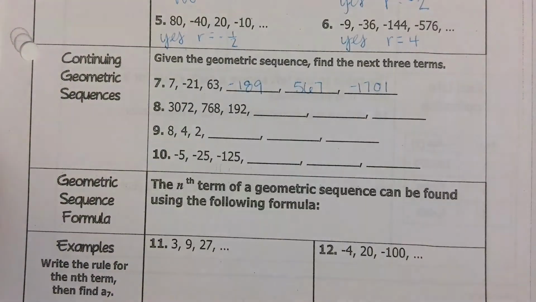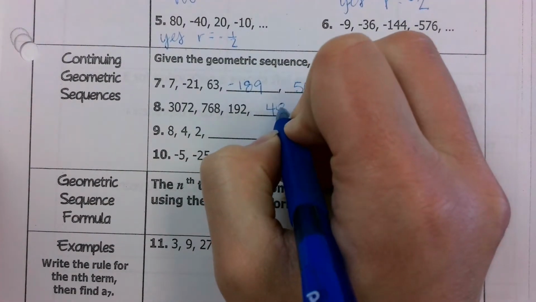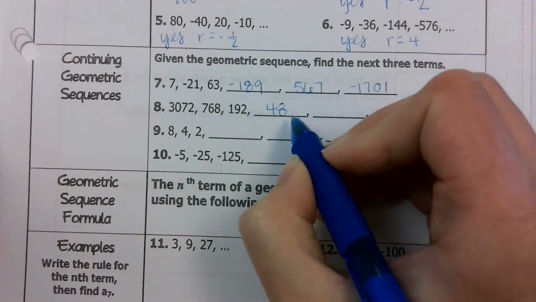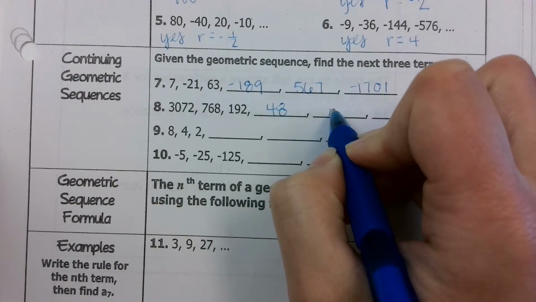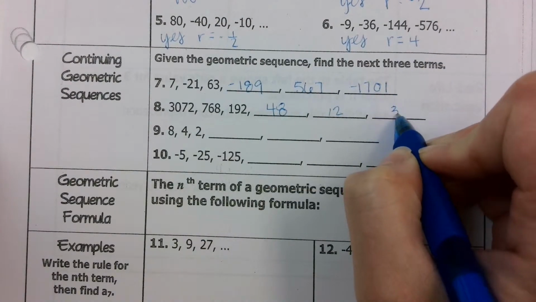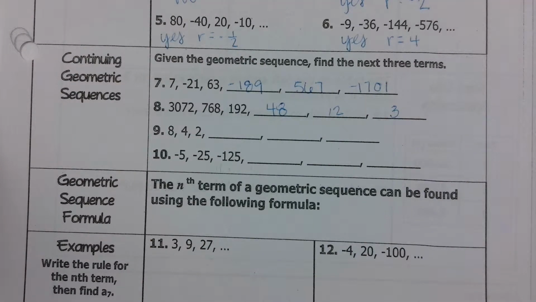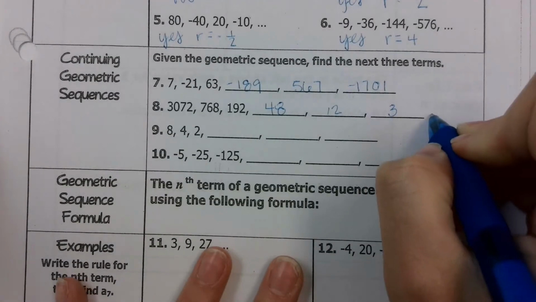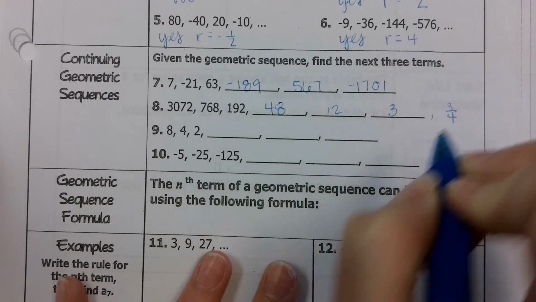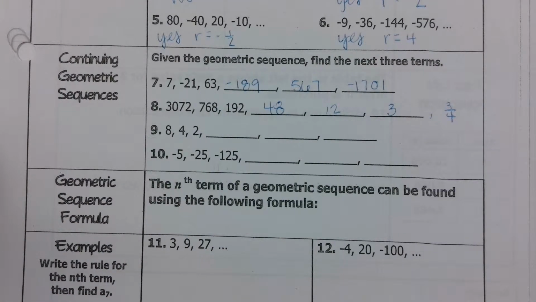Okay. So what's 192 times 1/4? 48. And what's 48 times 1/4? 12. And 12 times 1/4? What would the next term be? 3/4, yeah. Can we put that one on there, just for fun? Is that alright?